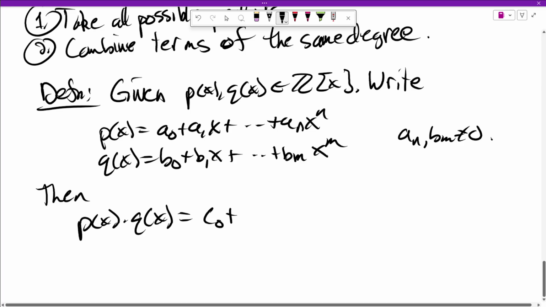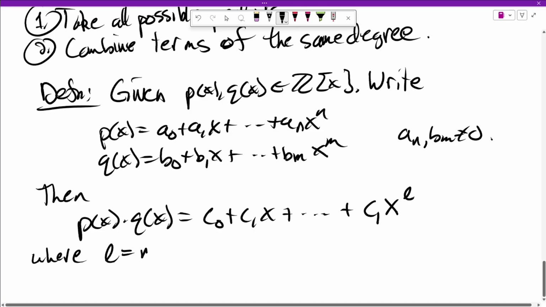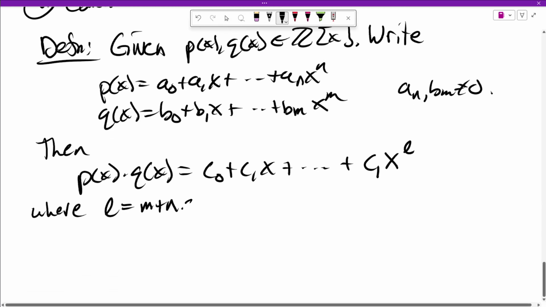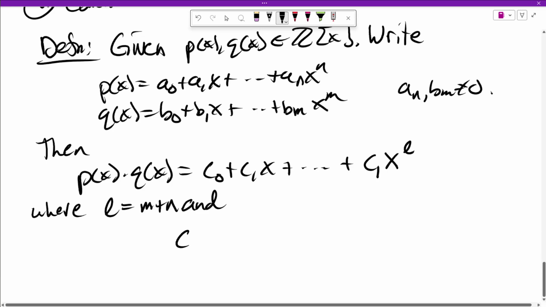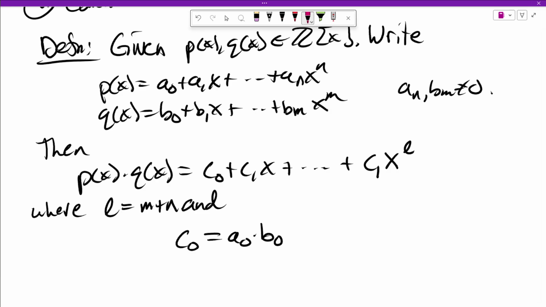It's the polynomial c_0 plus c_1 x plus, and so on, up to c_L x to the L, where L is going to be the sum of m and n, and the coefficients that show up have to somehow capture all possible pairwise products and combining the like terms. So how could we get a constant term, a c_0, for example? Well, you would have to multiply the two constant terms. So c_0 is a_0 b_0, the only possible pairwise product that would produce a constant, something without an x on it. Now, how could you get a linear term, a degree 1 term?